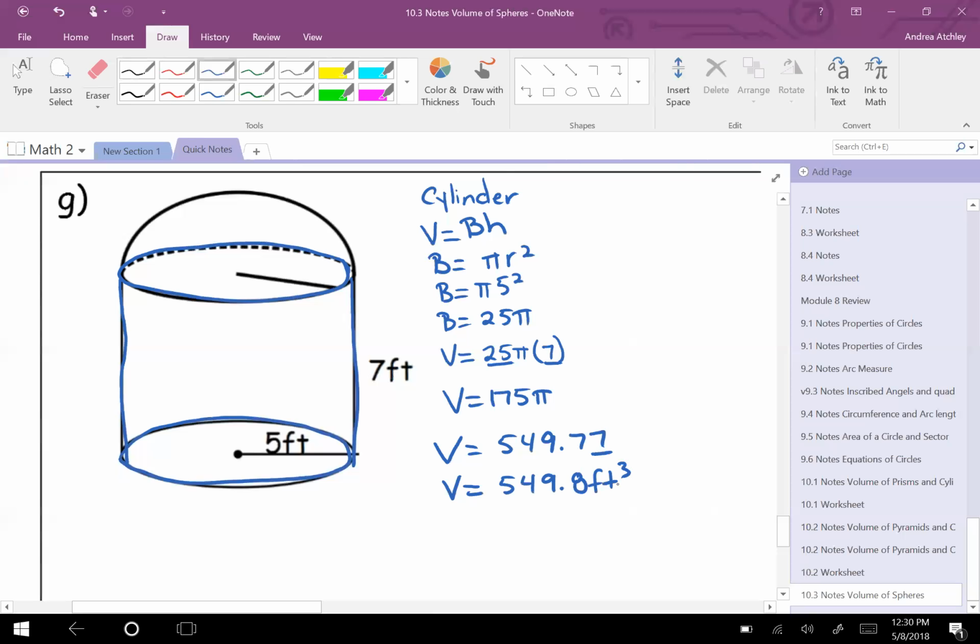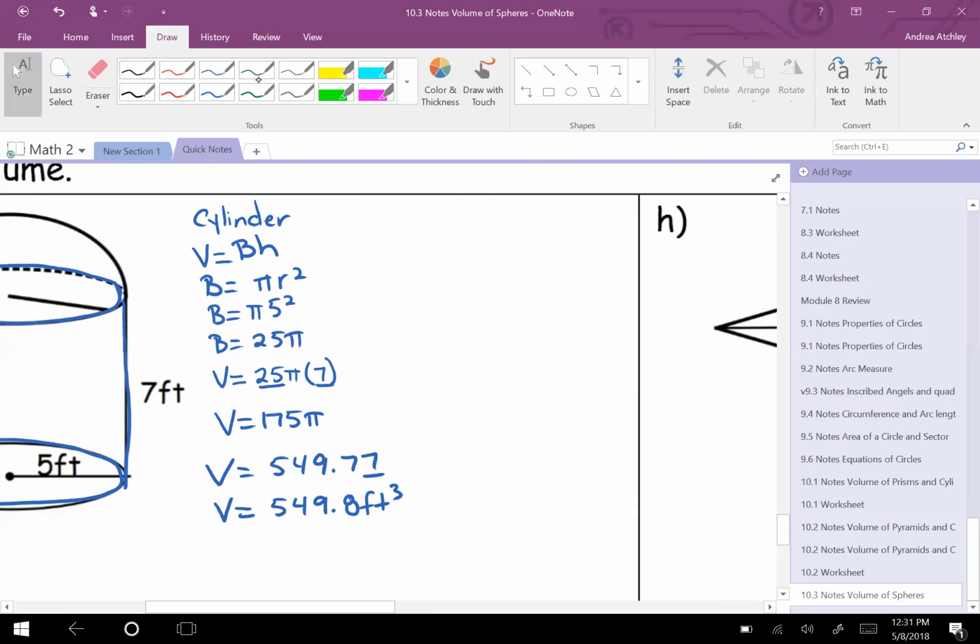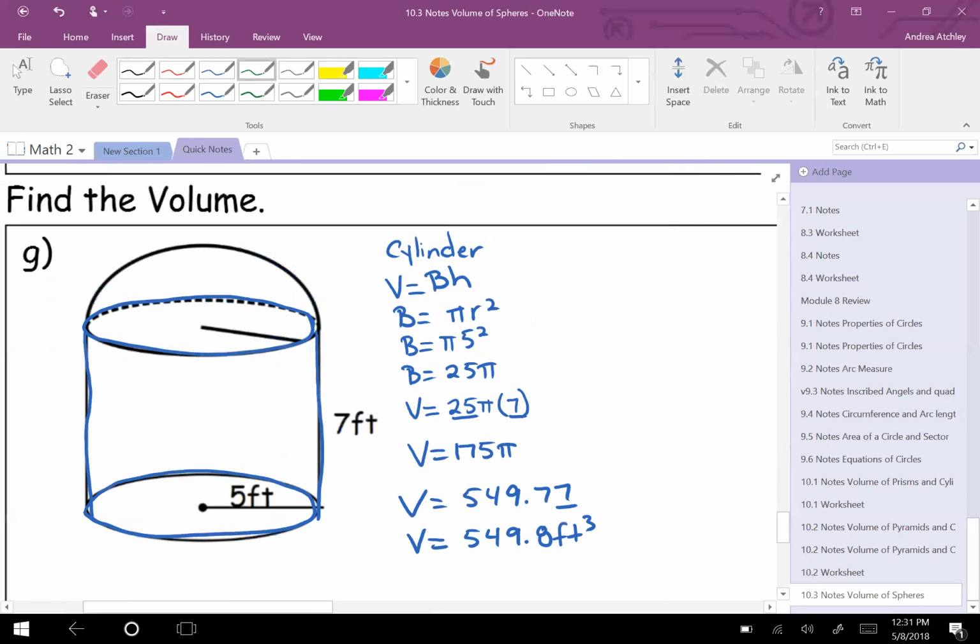Okay, so that's the volume of the cylinder. Now we need to find the volume of the shape on top. What is this shape? It's a sphere, but half of a sphere. What's half of a sphere called? Hemisphere. A hemisphere.